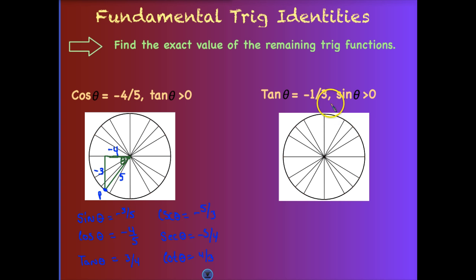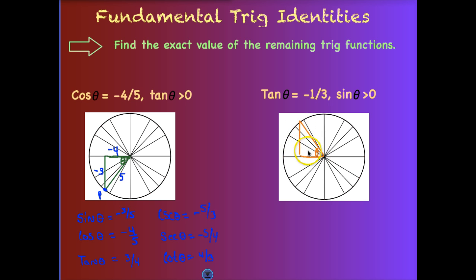Go ahead and try the second one on your own. See if you can draw your right triangle and find the exact value of the remaining trig functions. The first step would be to identify the correct quadrant. Well, in this example, tangent is negative. Tangent is negative in quadrants 2 and 4. But in which of those quadrants is our sine greater than 0? And since our sine represents our y values, that would be quadrant 2.